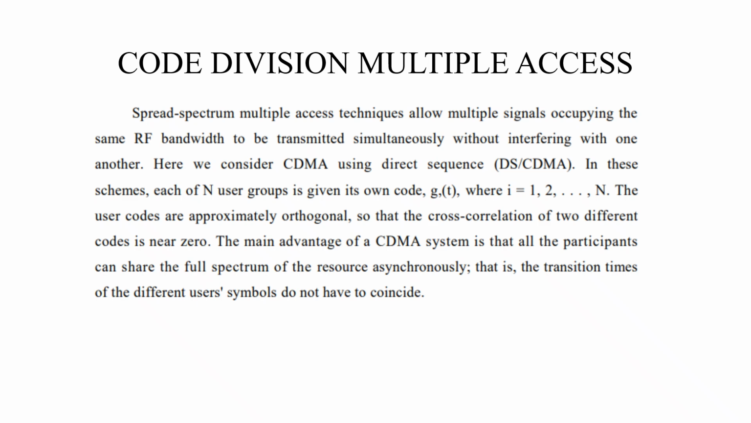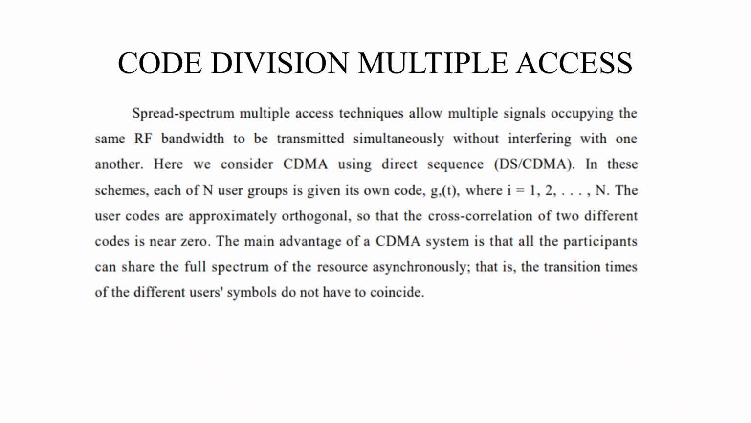So in case of CDMA, each user is allocated a unique code. The users are separated by their code, and because of that, all the users can simultaneously transmit their data at the same time as well as at the same frequency. So here we are considering the CDMA system, which uses the direct sequence spectrum.